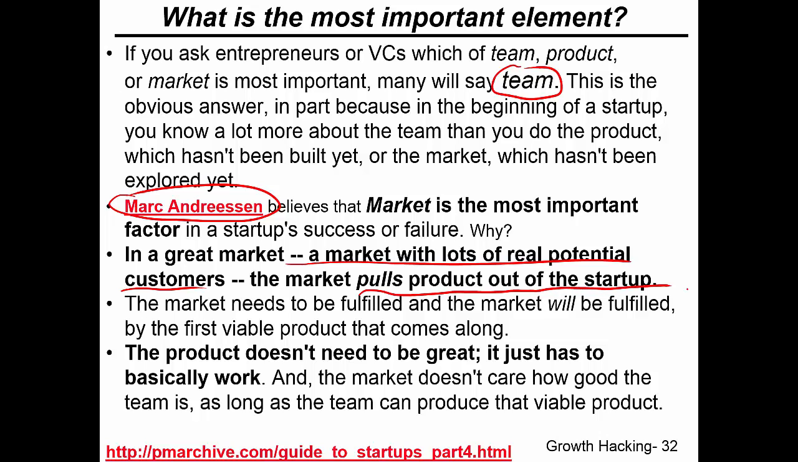Okay, so if there's unmet market need out there, and if you can come up with some product and service, the market will be filled with the first viable products. And in that case, the product doesn't need to be great. It just needs to be working at the basic level. And this is why we constantly mention the so-called minimum viable product, MVP.